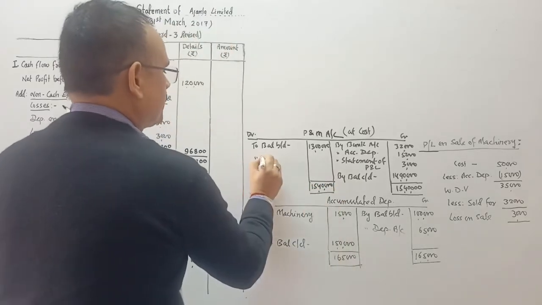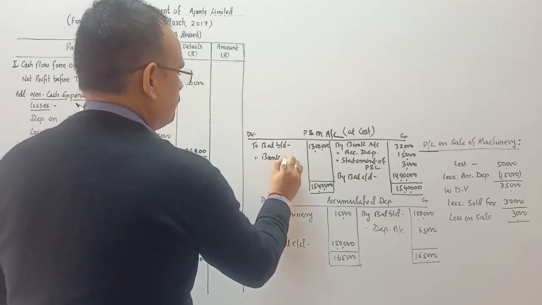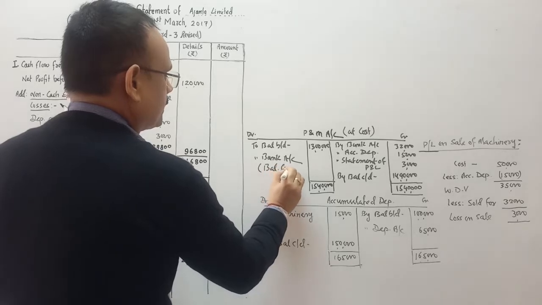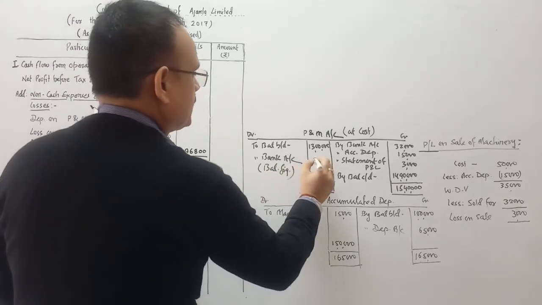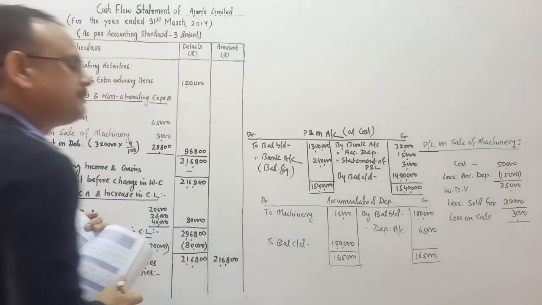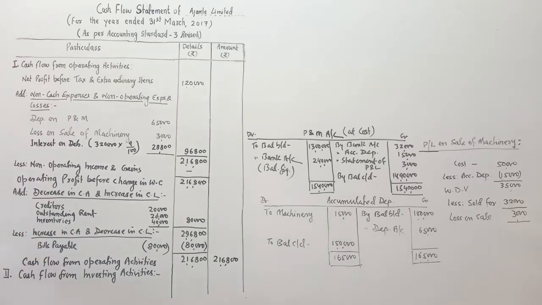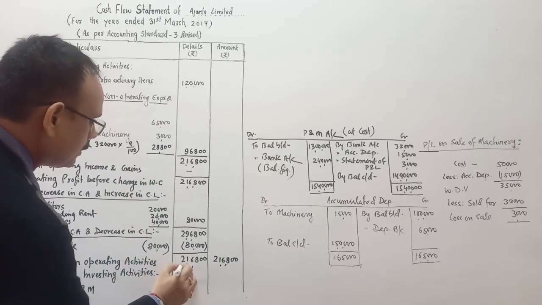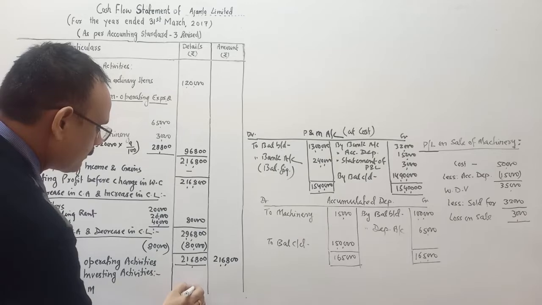The difference will indicate the purchase of plant and machinery. The balancing figure is 2,40,000, which indicates the purchase of plant and machinery. So you write it over here, purchase of plant and machinery, 2,40,000.